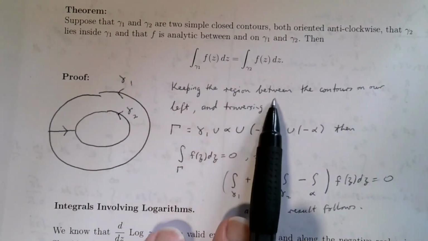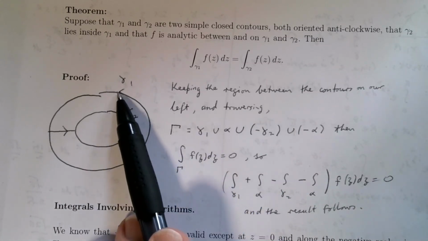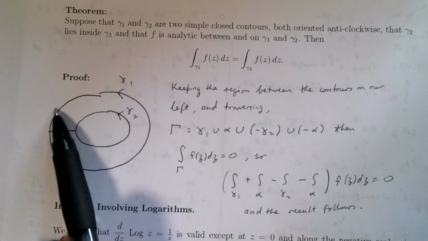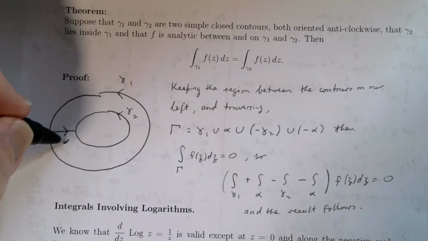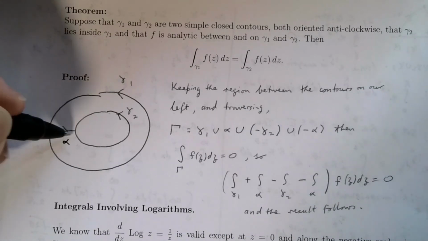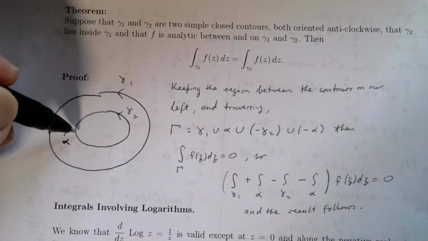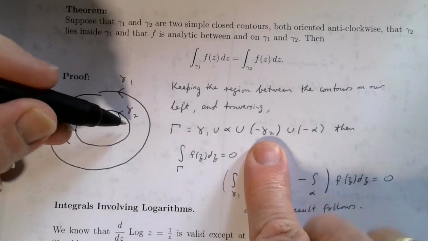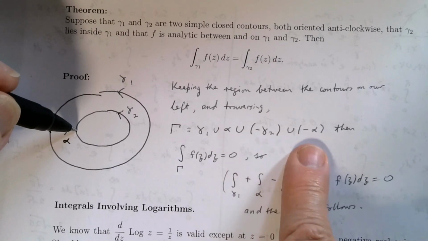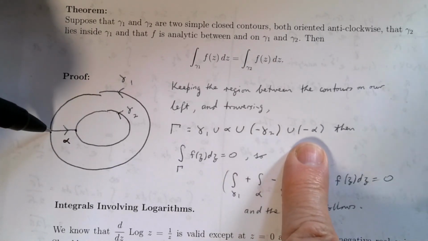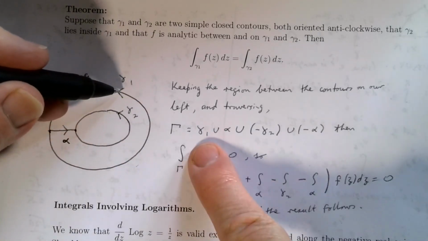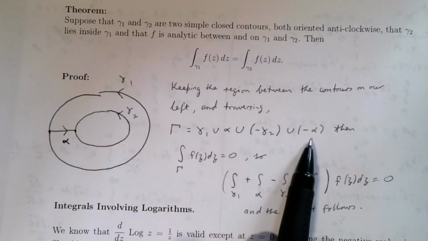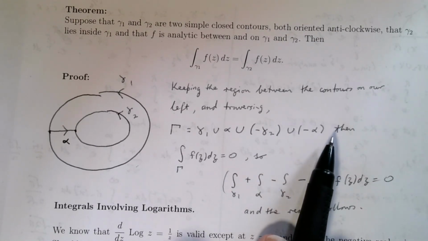So keeping the region between the contours on our left, as I'm moving around here, I'm going to traverse, and I'm going to put capital gamma to be: I go along gamma 1, and this one here is going to be called alpha, so I combine gamma 1 with alpha. Then, keeping the region in between on my left, I've got to go that way, and that means I'm moving along minus gamma 2, so I get back around to here. Then I go back along minus alpha in that direction, and then I finish off my gamma 1 back to start again. So I can write this contour, capital gamma, as gamma 1 union alpha union minus gamma 2 union minus alpha, and that's giving me a closed contour.